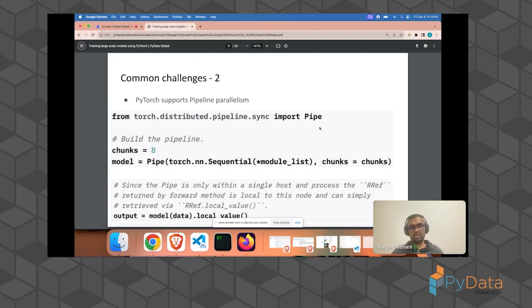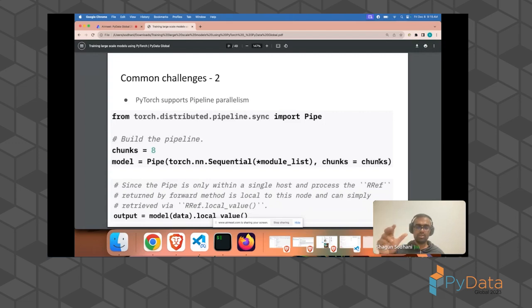So what you do is you create a pipe, and then you take your model. Now, instead of making a standard model, you make a sequential model so that it's easy for the pipeline to break this model along different axes. So in this case, for example, let's say I'm making an 8-layer transformer. So modules is going to be 8 elements. And I'm saying the size of the chunks is 8.